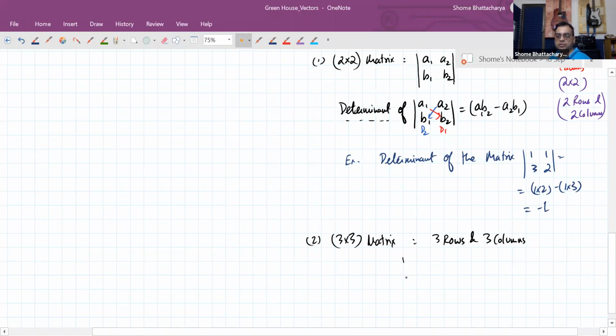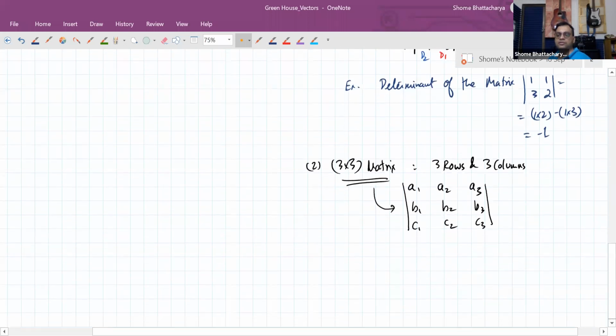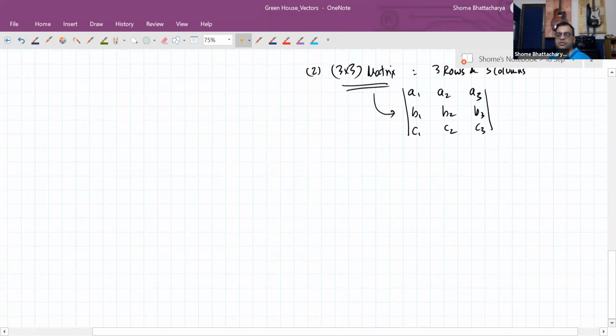So this will be of the type, first row has 3 columns, second row has 3 terms for each of the columns, and third row, each of the columns has these values, suppose. Okay, so this is an example of a 3 by 3 matrix. Now the determinant of a 3 by 3 matrix is given by a slightly complicated process. Any of you are familiar with this?